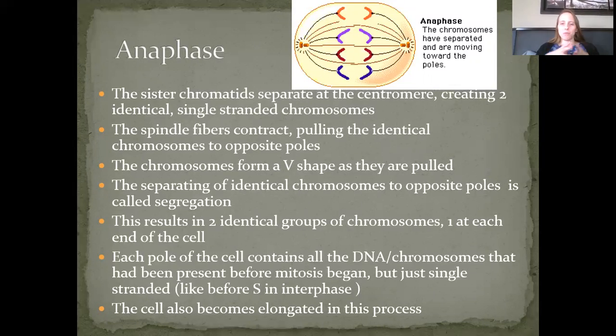So what's going to happen is all of the right side sister chromatids get pulled to the right side of the cell, and all the left side sister chromatids get pulled to the left side of the cell. You will have a group on either side, and those two groups will still be identical to each other because sister chromatids are identical. Each half of the cell will contain all of the DNA that has ever been present. We're essentially going from double-stranded to single-stranded DNA.